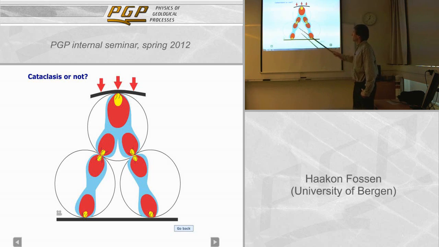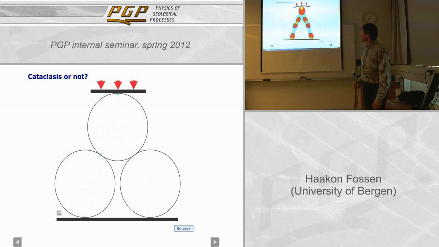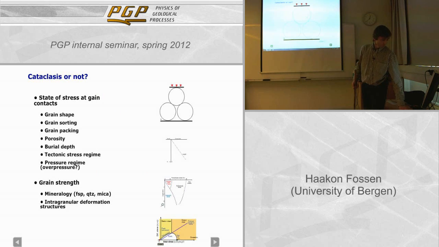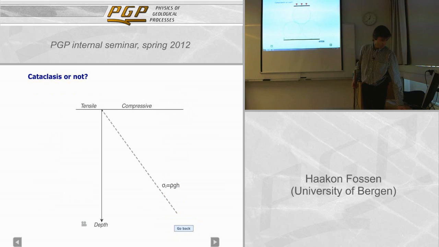So whether that's going to happen depends basically on the overburden, but also on the shapes of these grains, so the area of the contact points and things like that, and the type of mineral, the strength of the mineral. Let's go back. So the overburden is important.